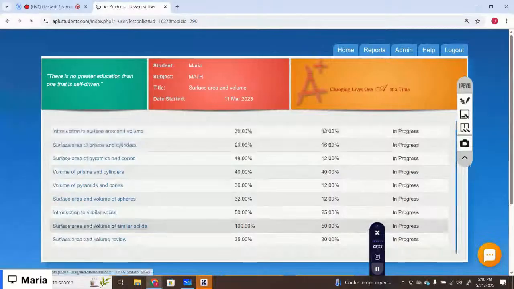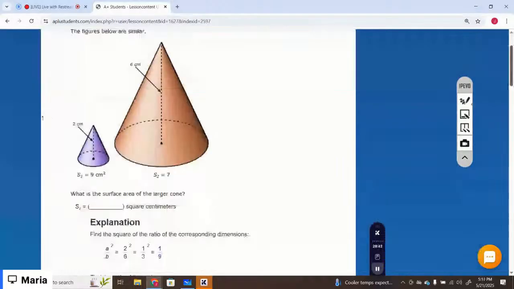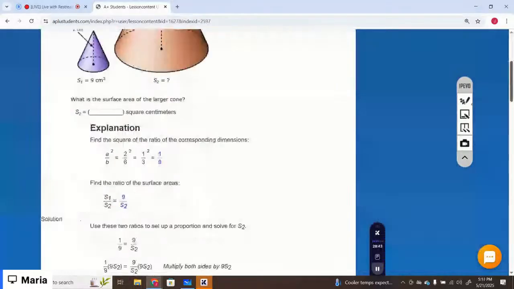Surface area and volume of similar solids. The figures below are similar. What is the surface area of the larger solid?